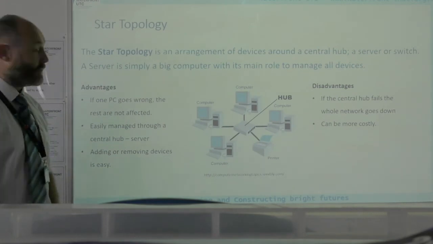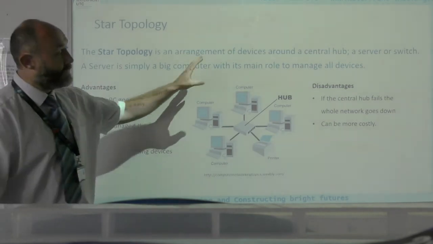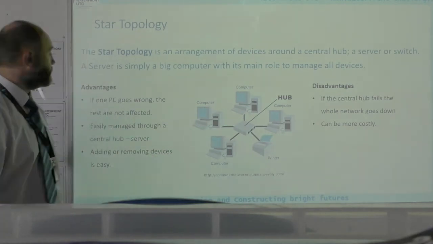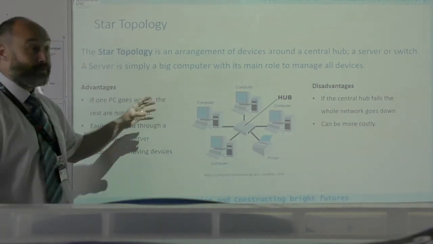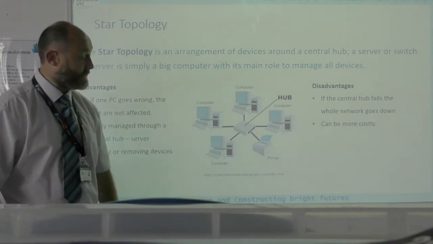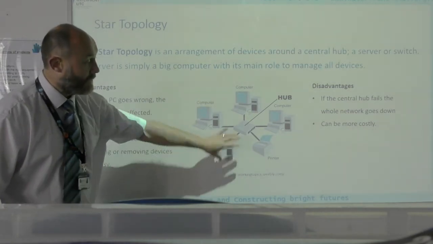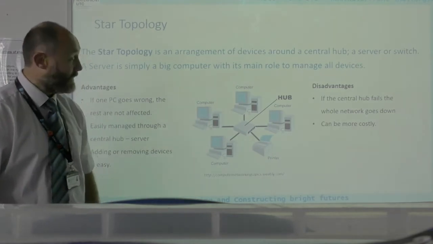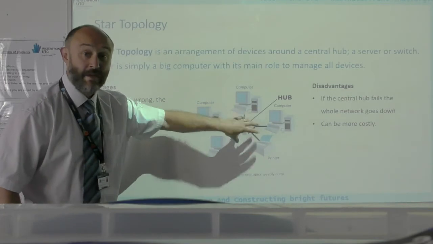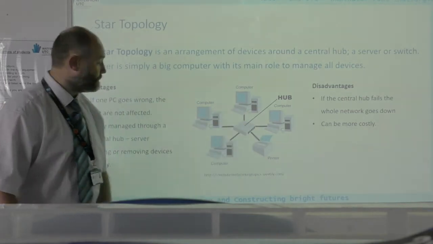So the star topology. This is an arrangement of devices around a central hub, maybe a server or a switch. A server is simply a big computer with its main role to manage all of the devices. So there is a picture of a star network. And again, as you can see, you have your computers around a central hub, a server or a switch.